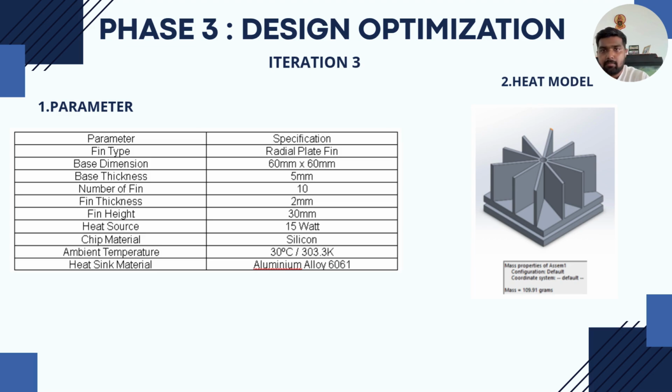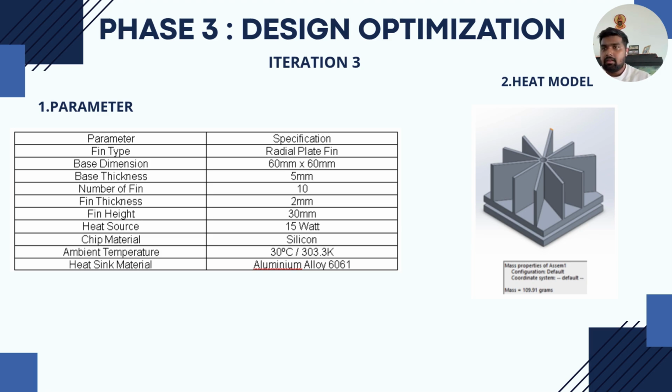Hi, next I would like to explain iteration 3. We changed the fin type to radial fin to improve omnidirectional airflow. Base is 60 by 60 by 5 mm with 10 fins, 2 mm thick, 30 mm high. Material is aluminium 6061. Heat source is 15 watts from a silicon chip, ambient at 30 Celsius, which is 303 Kelvin.